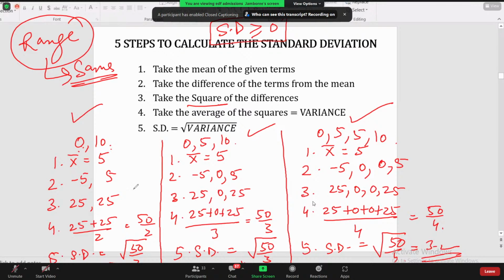In the first step, if you analyze the 5 steps, the mean value turns out to be 5. Here also the mean value turns out to be 5. Here also the mean value turns out to be 5. Why is it so that the three series have the same mean?